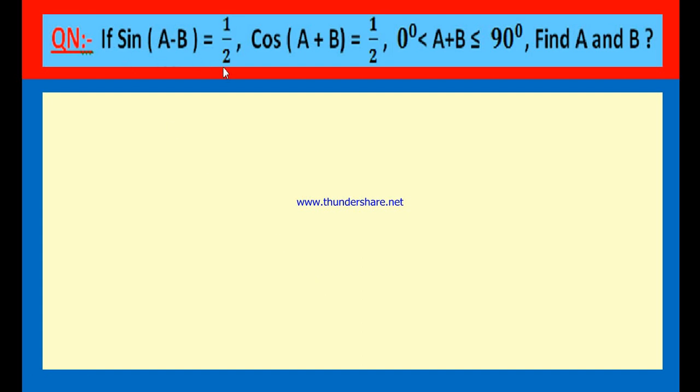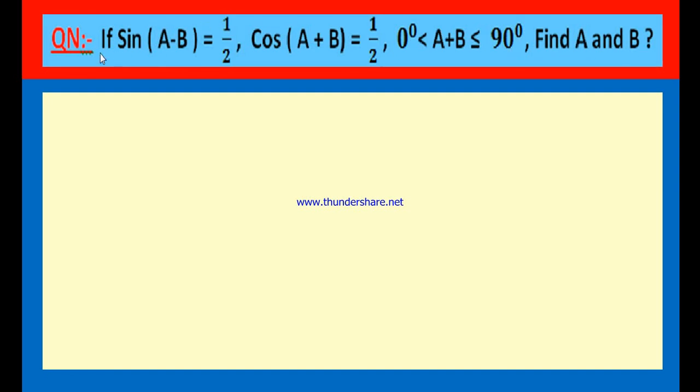Another question. If sin of A minus B is equal to 1 by 2 and cos of A plus B is equal to 1 by 2, where A plus B is greater than 0 degrees but less than or equal to 90 degrees, then find the values of A and B.